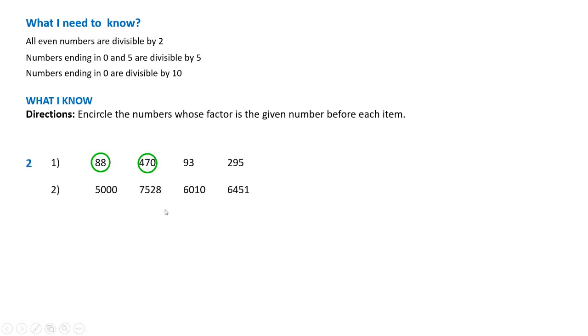The second batch: 5,000. The last digit of 5,000 is 0, so it is divisible by 5. Second is 7528. The last digit is an even number, so hindi siya divisible by 5. The third number is 6010. 0 ang last digit niya, so divisible siya by 5. The last group, 6451, hindi siya divisible by 5.